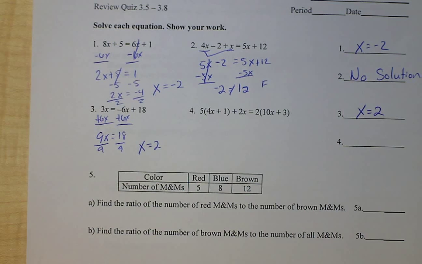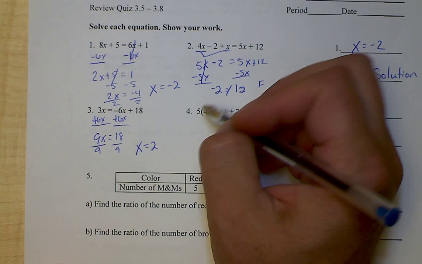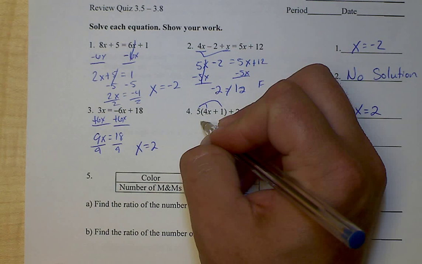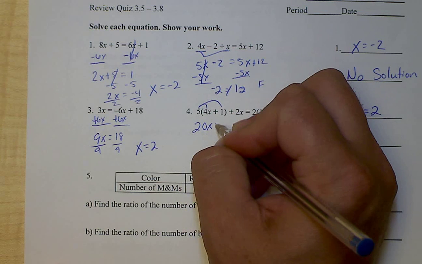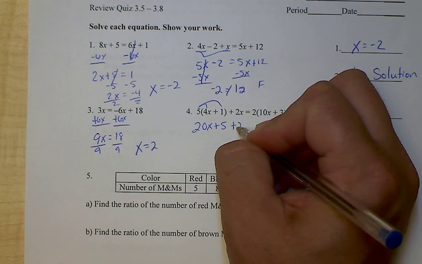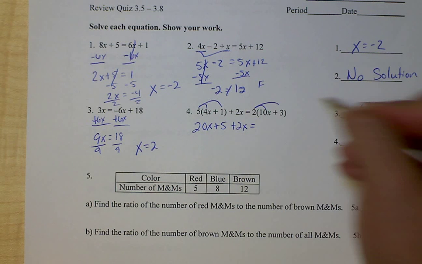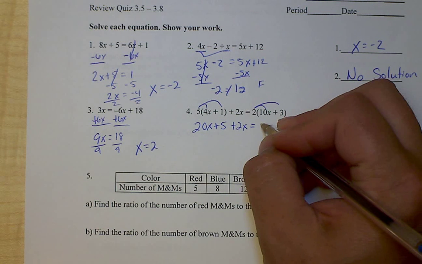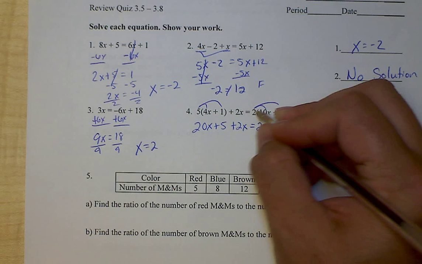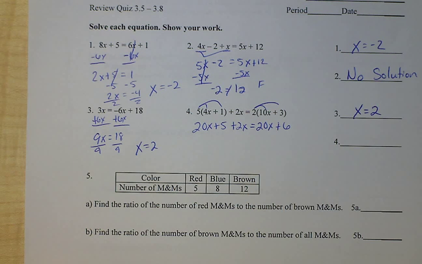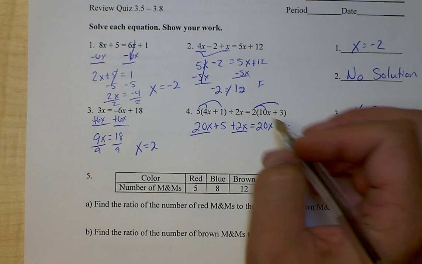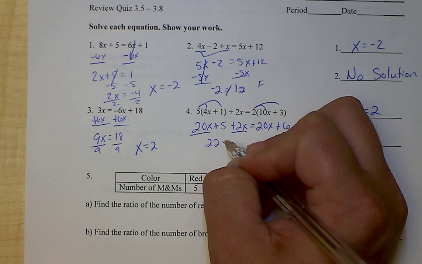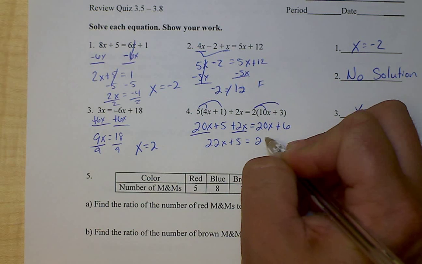Alright, 4, I have all those parentheses, so I need to get rid of them. So I need to distribute first. So that equals 20x. 5 times 1 is 5 plus 2x equals, same thing on the other side, distribute. So 2 times 10 is 20x. 2 times 3 is plus 6. Okay, now I want to combine these same side like terms. So that's 22x plus 5 equals 20x plus 6.